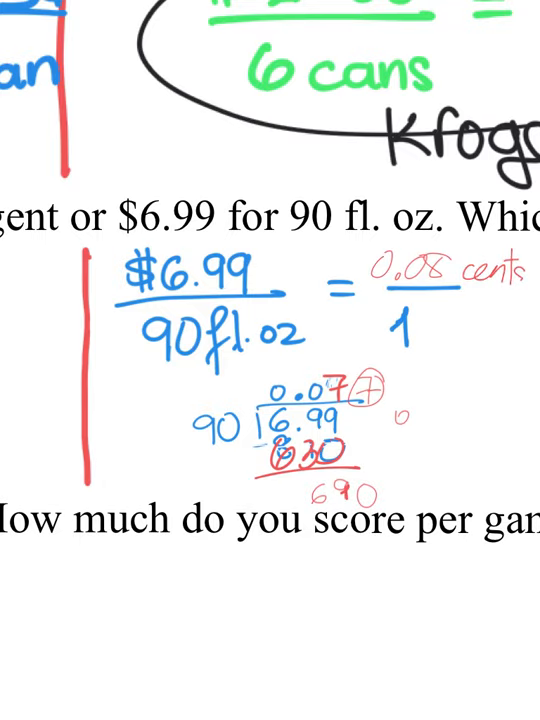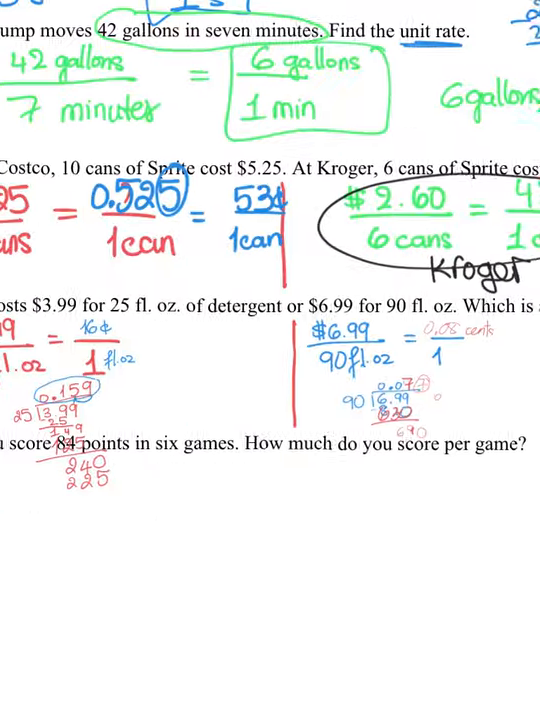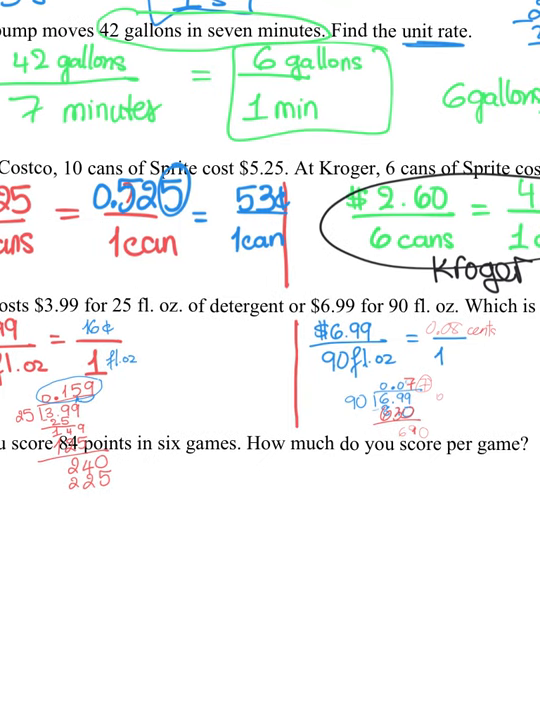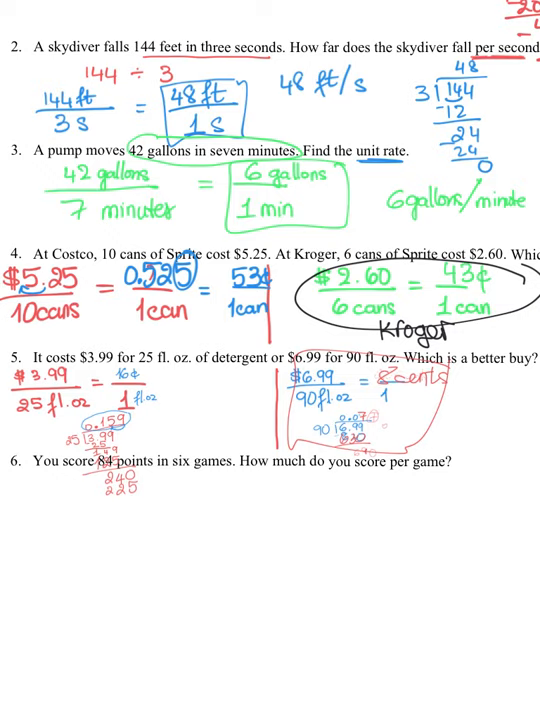Okay, so which one has a better deal? 16 cents or just 8 cents? So I would rewrite this one, 0.08, as a dollar amount. So I would say just 8 cents. So if I was you, I'm gonna pick $6.99 for 90 fluid ounces. It will have a better deal.